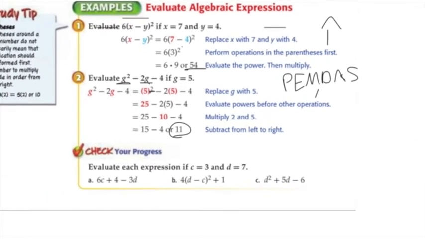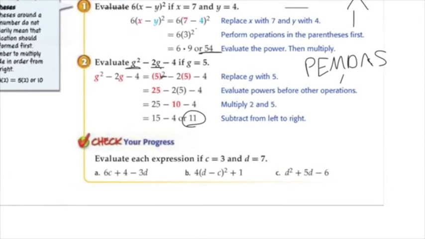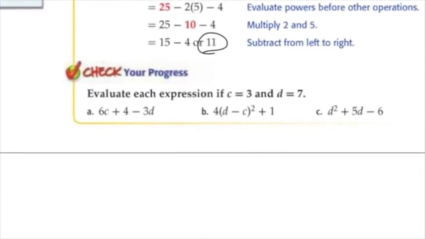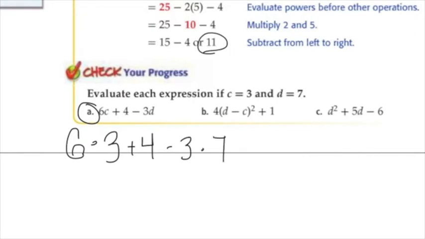Let's look at one down here that we'll do together. Evaluate each expression if c equals 3 and d equals 7. So looking at A is where we're going to start. Make sure you have your notebooks out and you're following along. We have 6 times c, which is 3, plus 4, minus 3 times d, which is 7.